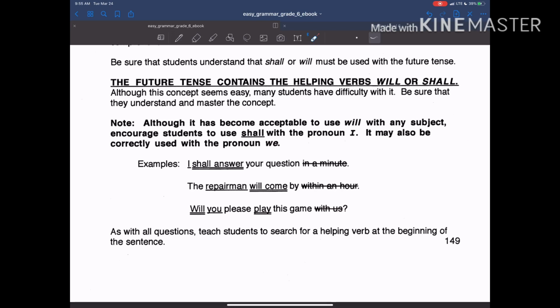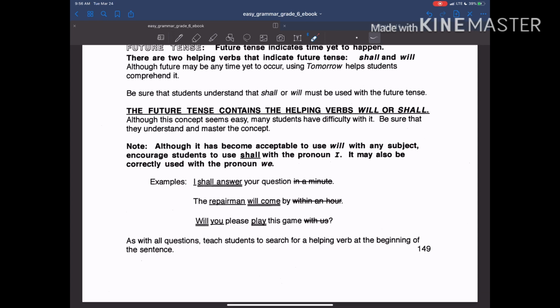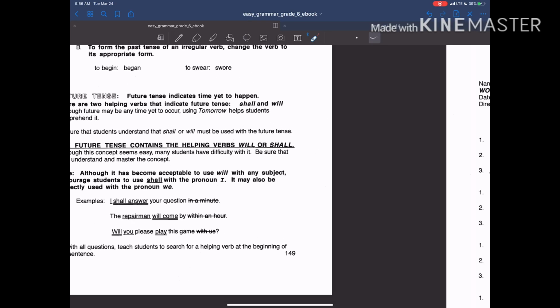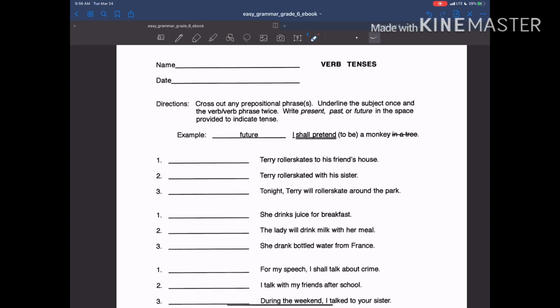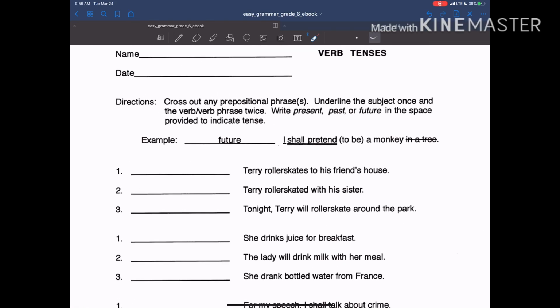The repairman will come. Will you please play this game? Will play is your future tense verb. Okay? All right. Remember, if it's a question, always look at the beginning of the sentence for a helping verb. Okay? All right. Let's move on to page 151.